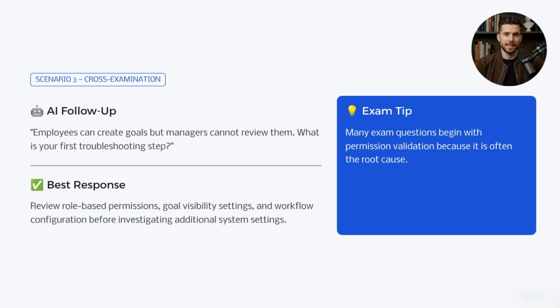Cross-question. Employees can create goals, but managers cannot review them. What is your first troubleshooting step? Cross-answer. Review role-based permissions, goal visibility settings, and workflow configuration before investigating additional system settings. Exam tip: many exam questions begin with permission validation because it is often the root cause.